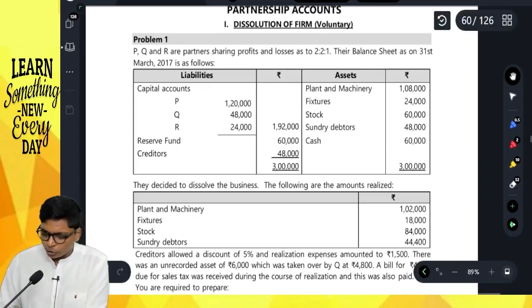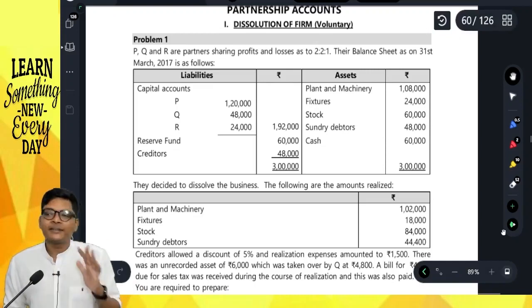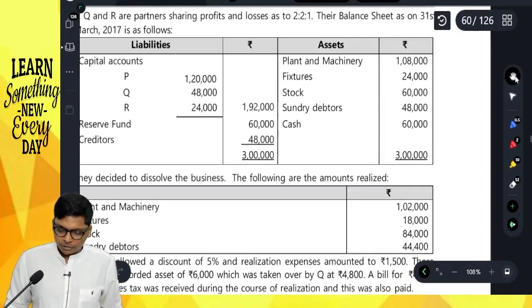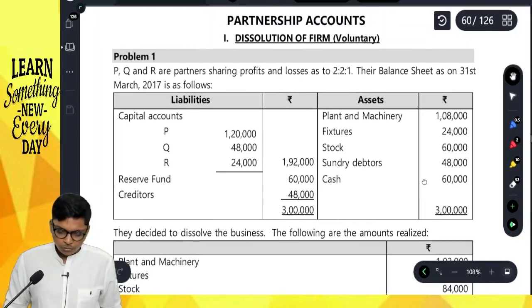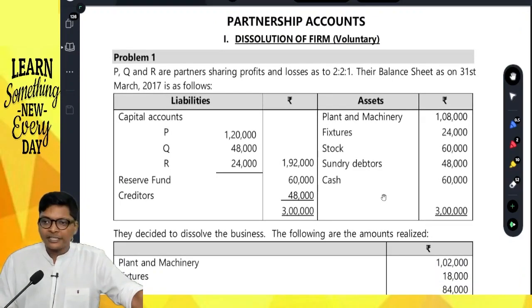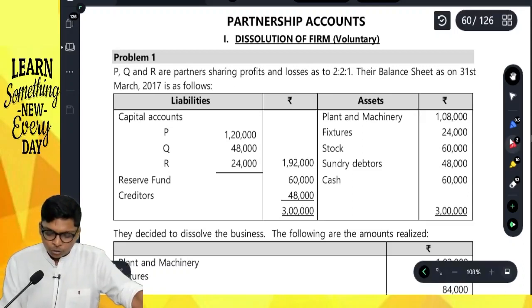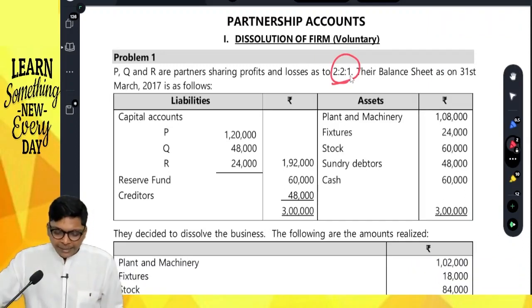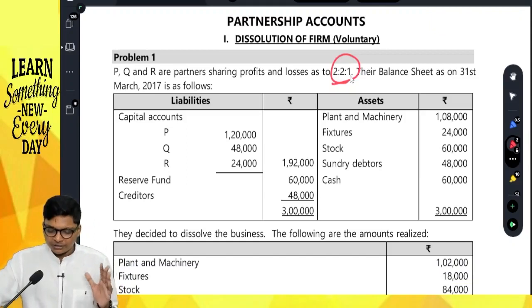Whatever is unique, new concepts with the sum, I will teach whenever that sum comes. Let's start question number 1. Let me read the first question to save time. P, Q and R are partners sharing profits and losses in the ratio 2:2:1. What if the ratio is not given? 1:1:1, by the default Partnership Act. Their balance sheet on 31st March is given as follows.